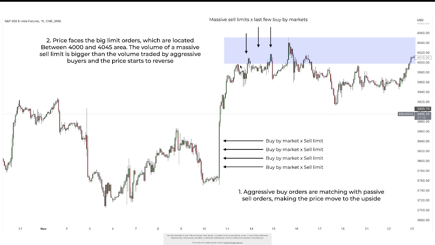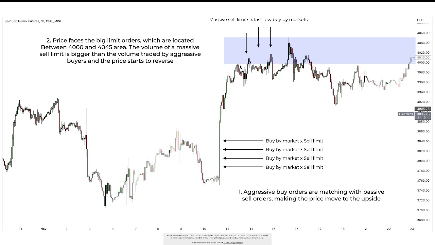I need you to remember, and write down if you didn't yet from the previous session, that price moves because of buy by market and sell by market orders. So market orders move the price and limit orders stop the price.